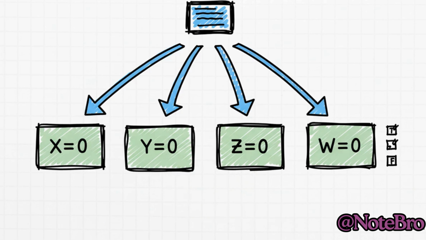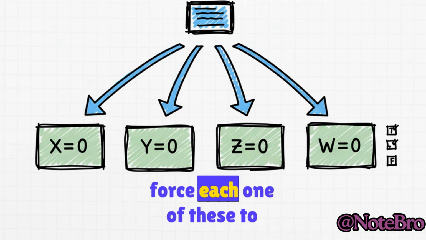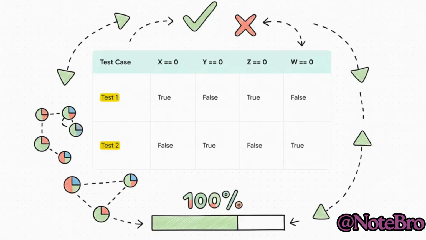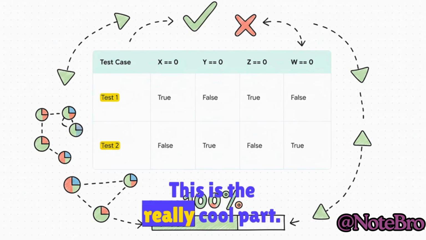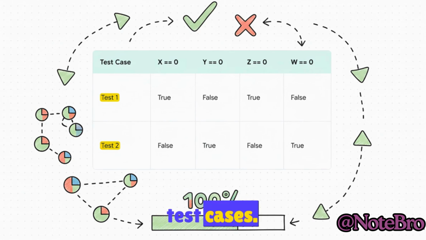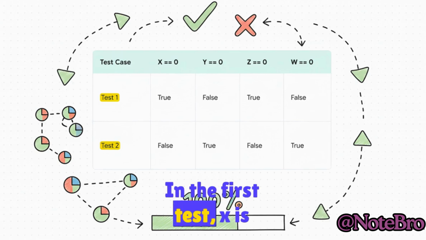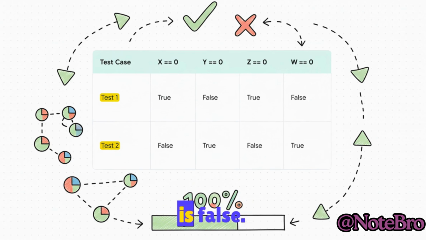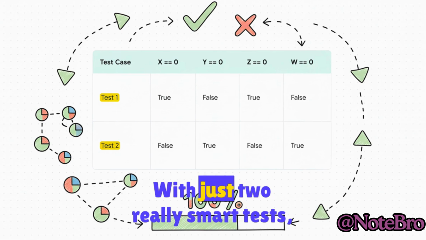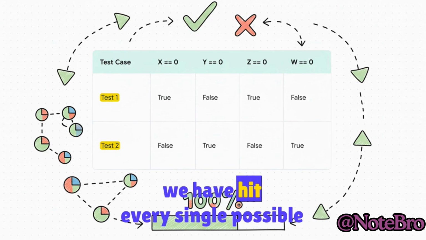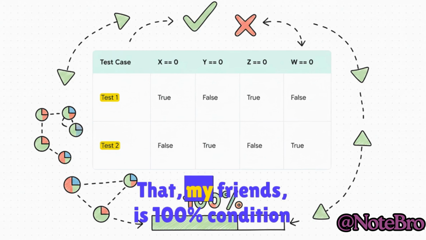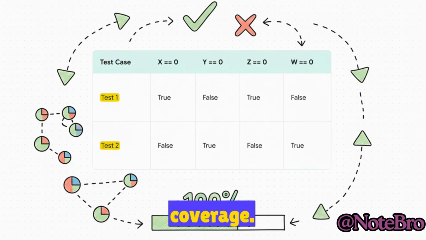Our job is simple. We need to create tests that force each one of these to be true at least once and false at least once. And check this out. This is the really cool part. It turns out we can cover all our bases with just 2 test cases. See? In the first test, x is true, and in the second, it's false. We've done the same thing for y, z, and w. With just 2 really smart tests, we've hit every single possible outcome for every single condition. That, my friends, is 100% condition coverage.